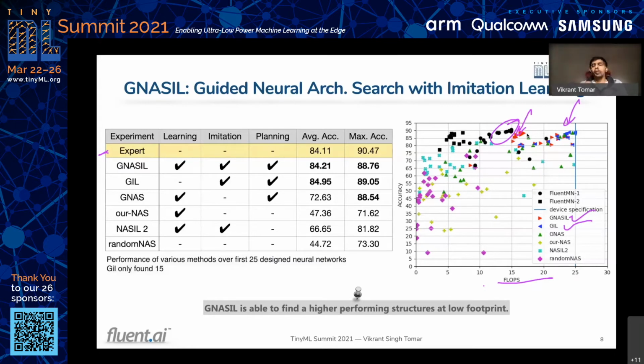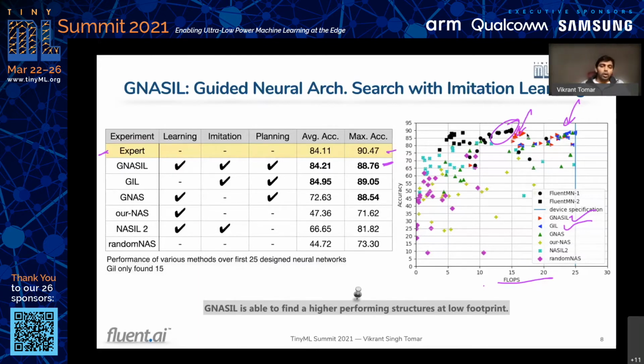Comparing these two, we see the GNASIL one is very close to the expert design architecture, which is also visible here in the table by comparing the first two rows. We also see that GIL, which contains imitation and planning but no learning, so there's no RL agent in this case, is able to reach almost the same accuracy, but at a higher computational complexity. Also, for a given amount of time, GIL was only able to find 15 architectures as opposed to 25, as these comparisons are based on the first 25 discovered architectures. So the key takeaway here is that GNASIL is able to find a higher number of architectures at low footprint.